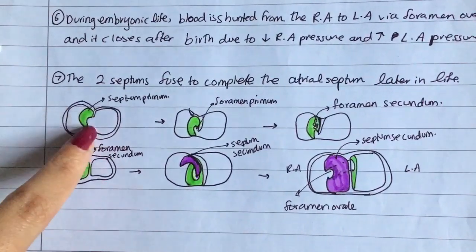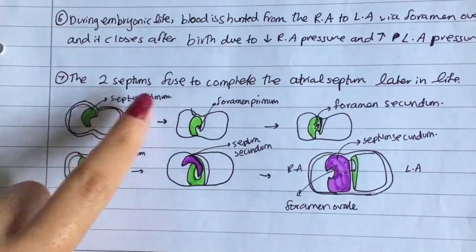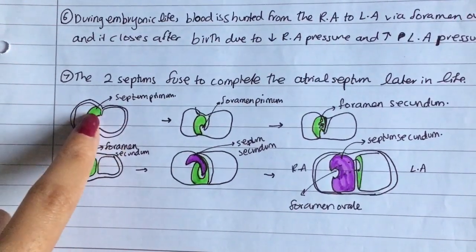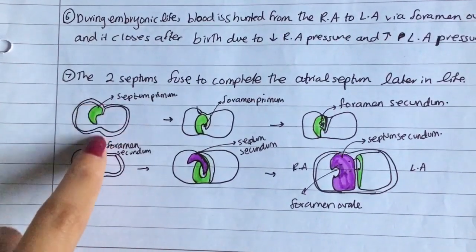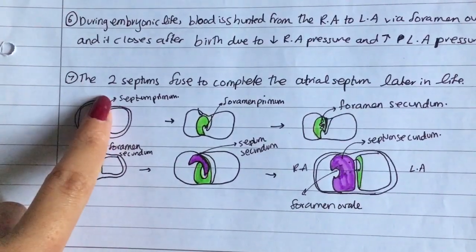Basically, you have a crescent shaped thingy. This is called your septum primum. Okay, and it forms in the roof of the primary atrium. Okay, and it grows towards the AV cushions in the AV canal. Okay, so it grows downwards.